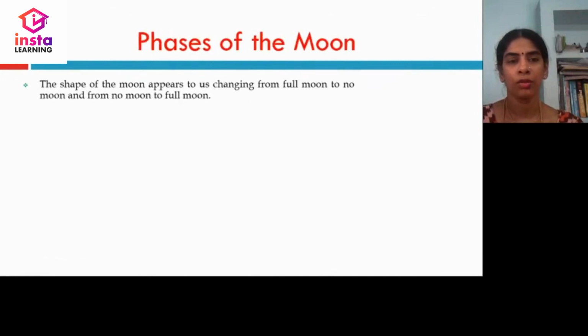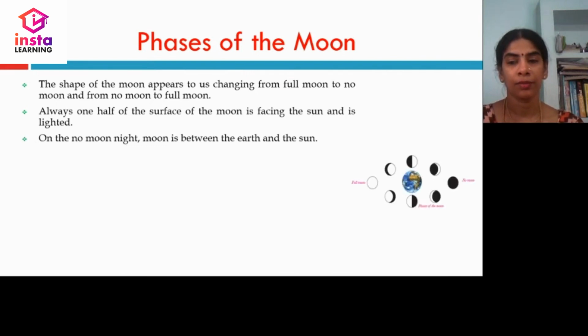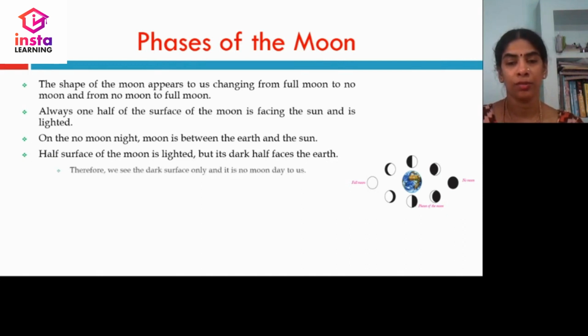Phases of the Moon. The shape of the Moon appears to us changing from full moon to no moon, and again from no moon to full moon. Always one half of the surface of the Moon is facing the Sun, and it is lighted. On no moon night, the Moon is between the Earth and the Sun. Half the surface of the Moon is lighted, but its dark half faces the Earth. Therefore, we see the dark surface only, and it is no moon day to us.